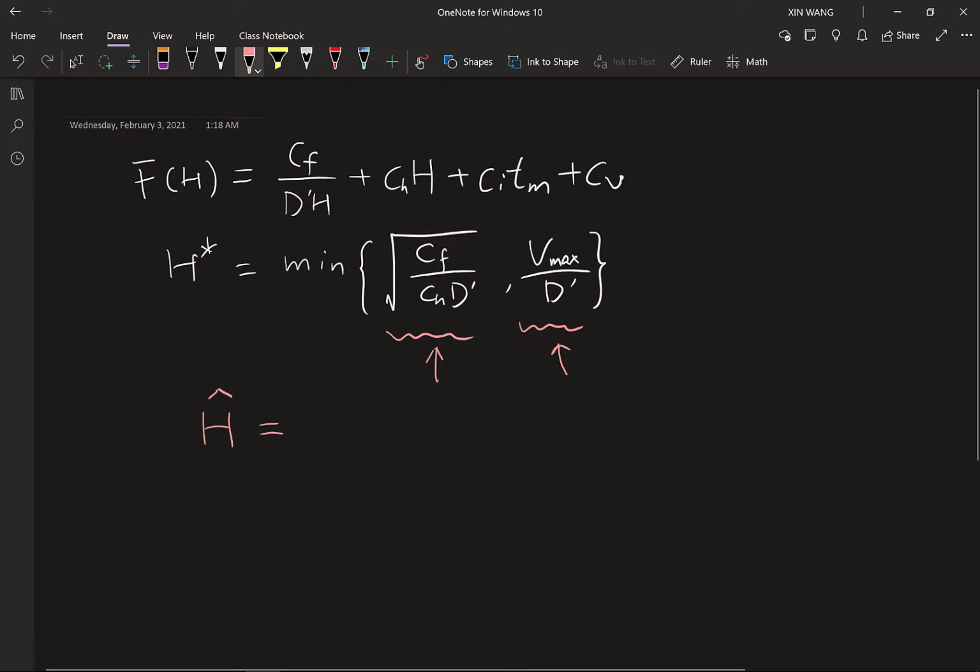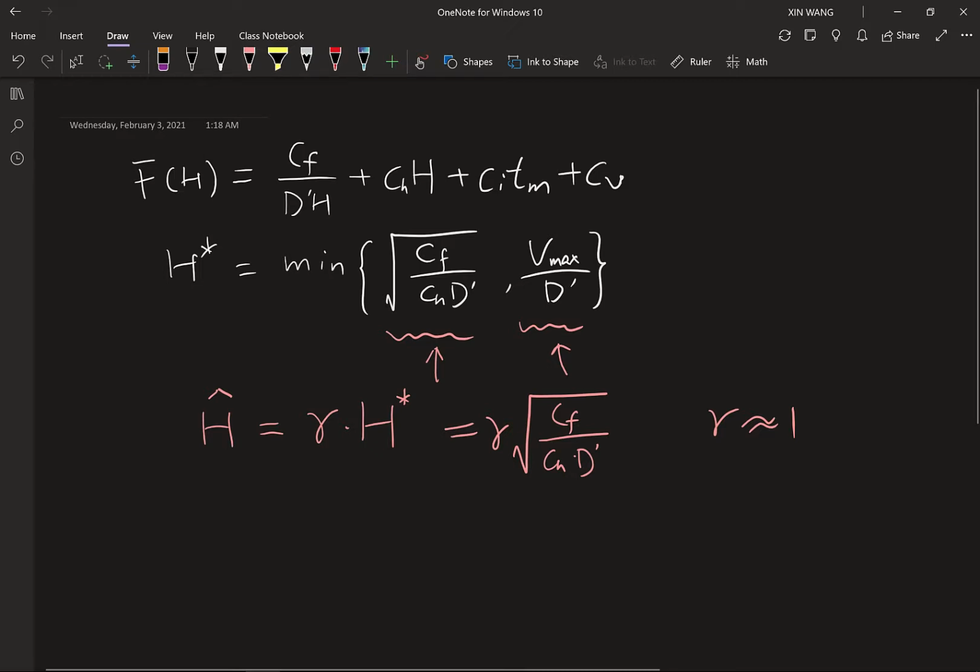So assume that the decision we made is a factor gamma times the optimum decision. Since we consider the first case, this is just the square root of fixed cost divided by holding cost and then the demand rate. So if gamma is near 1 but is not 1, then our decision has some kind of error. Let's see how this error would affect the objective.